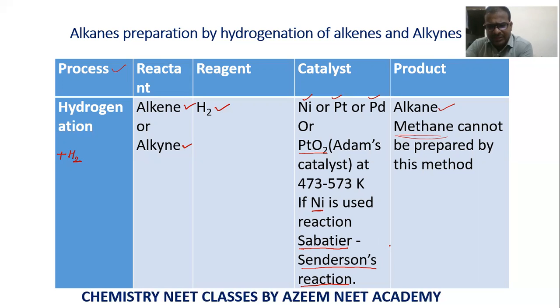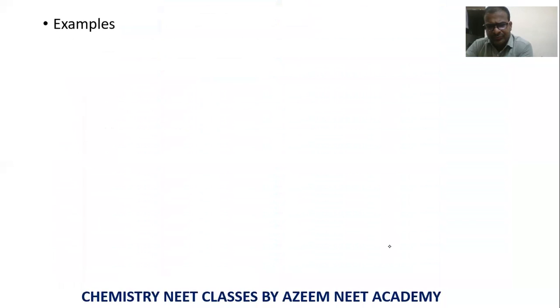So let's see some of the examples on the next page. If I take an example, a simple alkene which you know very well is CH2=CH2. What is it? Ethene. You can call it ethylene, the common name, and the IUPAC name is ethene, you know very well.